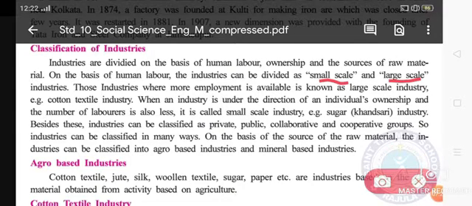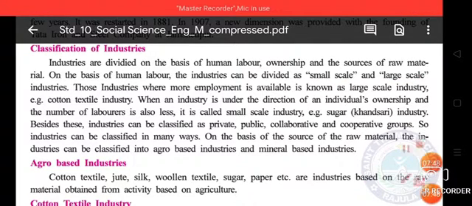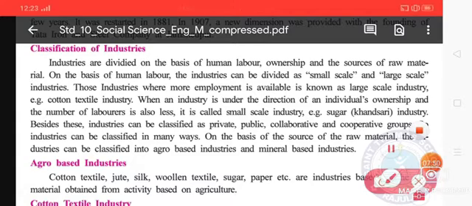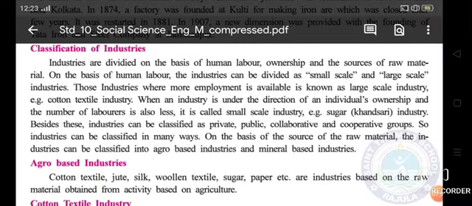Those industries where more employment is available are known as large scale industries. In large scale industries, more employment is available, so it is known as large scale industry. That is also important. Example: cotton textile industry. So the cotton textile industry is one example of a large scale industry. You can underline it in your textbook.